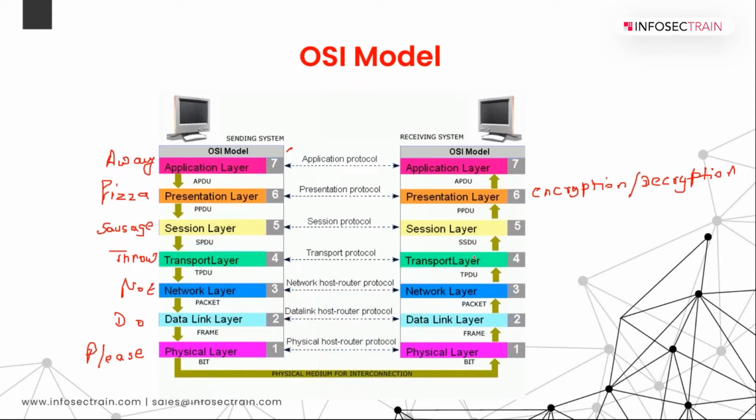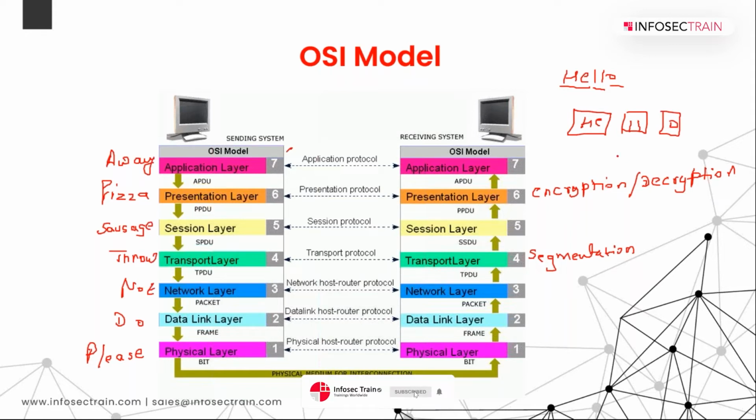Then we have the transport layer. At the transport layer, the segmentation of data happens. The data is broken into segments and then it is sent to the further layers. Let's say we have hello. The data will be broken into these parts. The first segment will be HE. The second segment will be double L. And the last segment will be O, right? So that's how the data is broken.